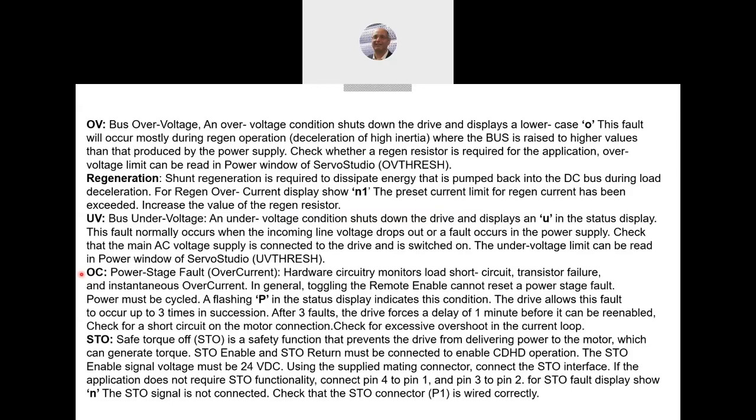The next one is STO. If you don't have an STO, it will tell you, I don't have an STO. Either put the jumper or give me the STO. Or there is an STO, so you are not allowed to run it.